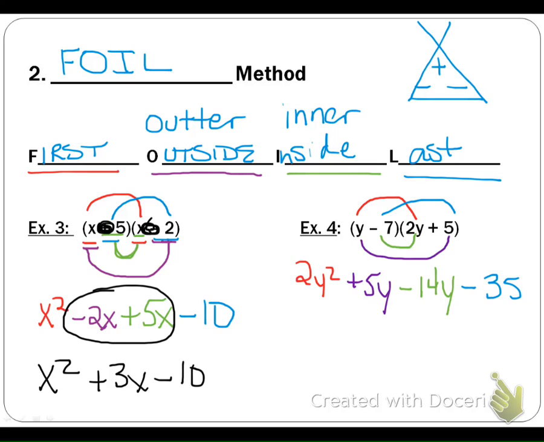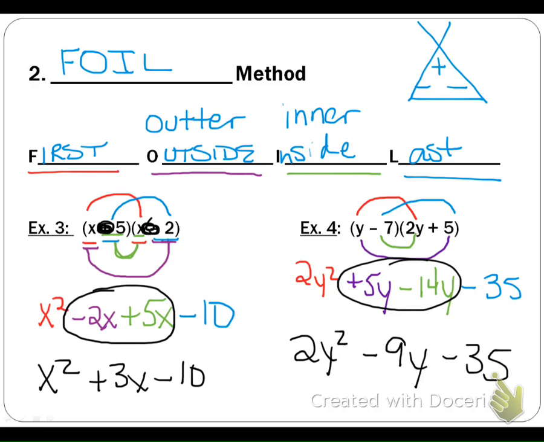Alright, we're not done. We have to combine our like terms. So our final answer is 2y squared. Combine our inner and outer, or outside, inside: 5y and negative 14y is negative 9y, minus 35. So that's the second method, called the FOIL method. It can only be used, though, when you're multiplying a two-term expression times a two-term expression.